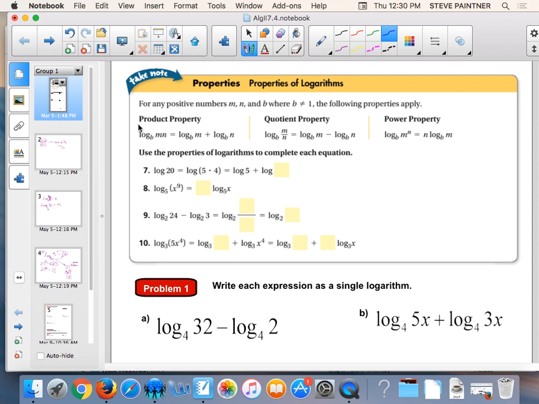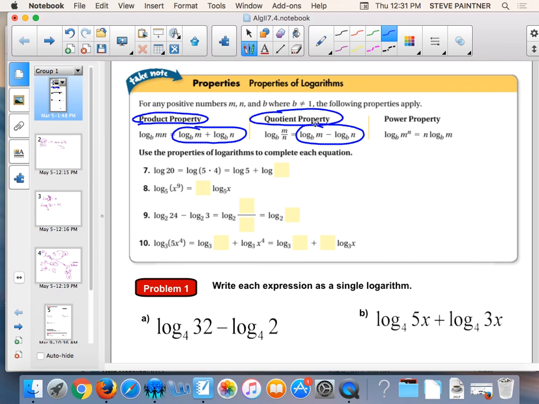Okay, so here is what they call the product property, multiplication. Log of m times n is the same as addition: log of m plus log of n. Now if it's base b to begin with, it's base b all the way. The quotient property. Quotient is division. So if you see log of division, it's the same as subtraction: log of m minus log of n.